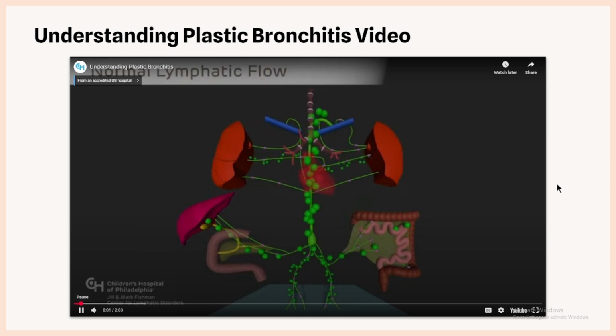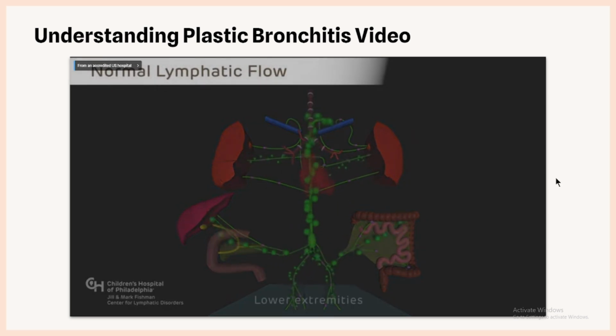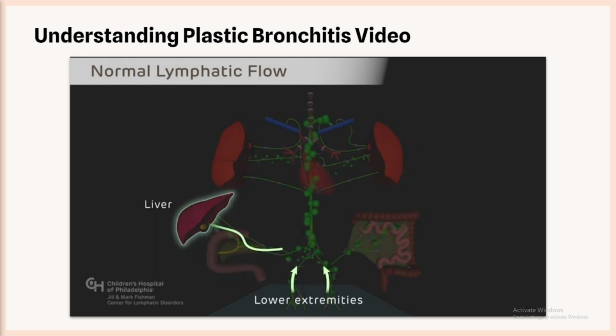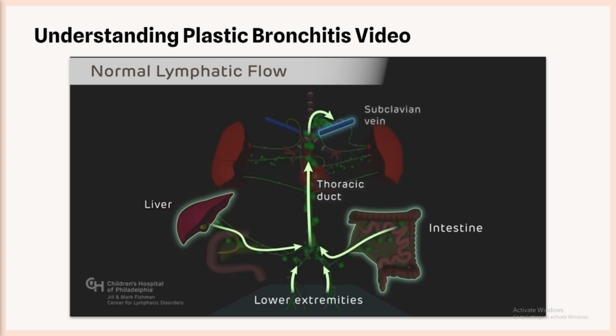This animation shows normal lymphatic anatomy and flow. Lymphatic fluid flows from the lower extremities, the liver, and intestine to the thoracic duct, which is the main channel for lymphatic drainage. In most people, the thoracic duct drains into the subclavian vein on the left side.